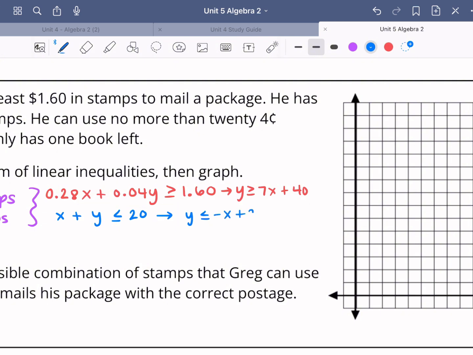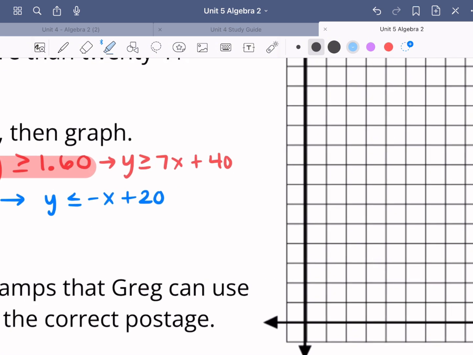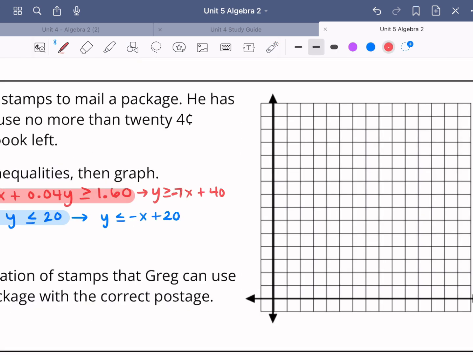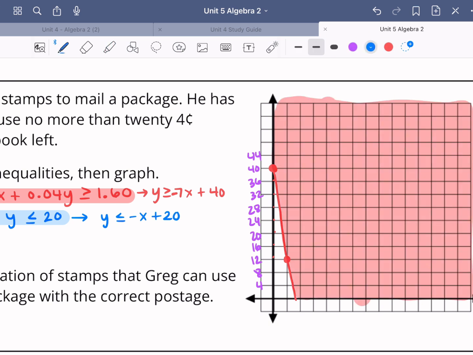negative x plus 20. When I graph these, I need to make sure my y-axis is counting by a value that's going to allow me to fit the entire function. So I need it to go up to at least 40 on the y-axis so that I can fit this y-intercept. So I'm going to count by 4s. All right, we've got a y-intercept at 40, a slope of negative 7, and I'm going to shade above real quick. For the next inequality, we've got a y-intercept of 20 and a slope of negative 1. And this time we are shading below.